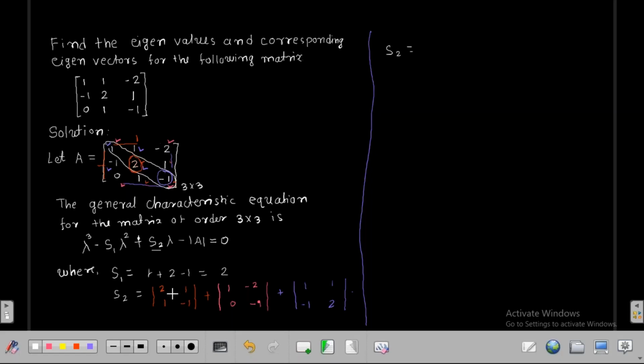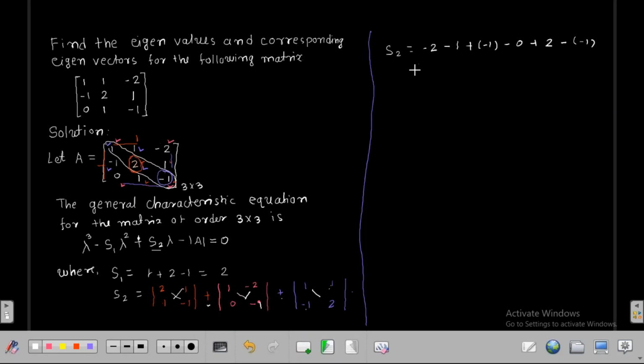S2 equal to, cross multiply: 2 into minus 1 is minus 2. Then write minus, multiply these: 1 into 1 is 1. Then plus. Then multiply 1 into minus 1, which is minus 1. Then 0 into minus 2, write minus, multiply these two elements: 0 into minus 2 is 0. Then plus 1 into 2 is 2. Then write minus, multiply these two numbers: minus 1 into plus 1 is minus 1.